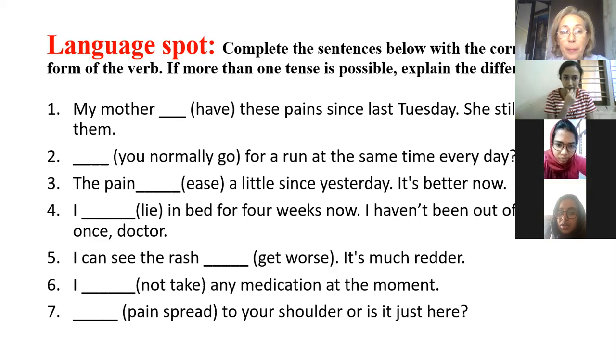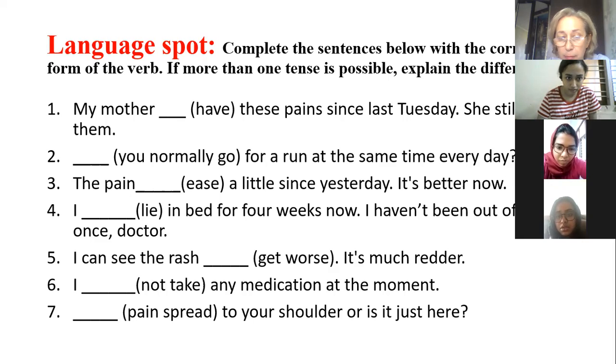Just having pain. Having is the main verb. Yes, we add ing, having. And before having, we need to use two auxiliaries. One of them is has, and another is been. My mother has been having this pain. Exactly, yes.